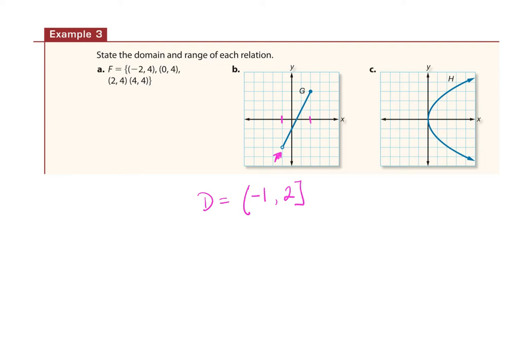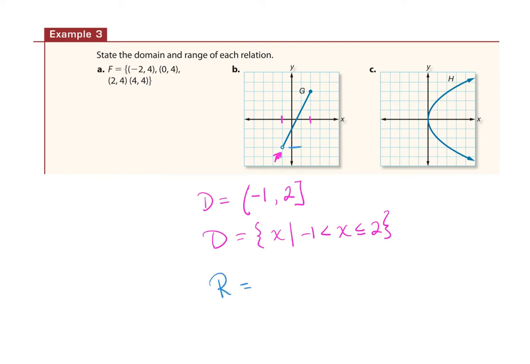You can also do it in set notation. This is called interval notation. Set notation would tell me x is such that -1 is less than x, which is less than or equal to 2. And those mean the same thing. All right? Look at range then.